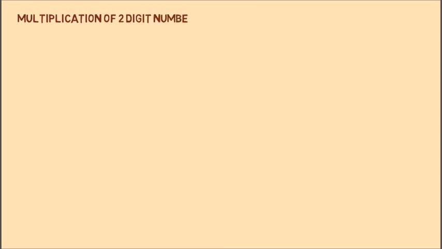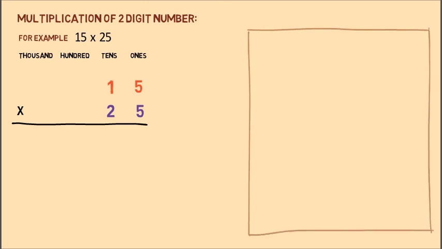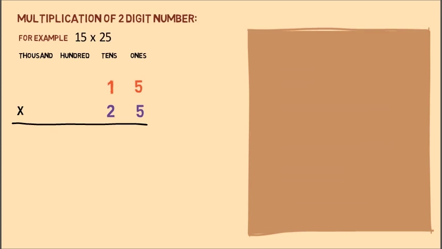Multiplication of 2-digit numbers. Example: 15 times 25. First we multiply 5 ones by 5 ones. 5 times 5 equals 25. We write 5 at ones and carry 2 at tens position.